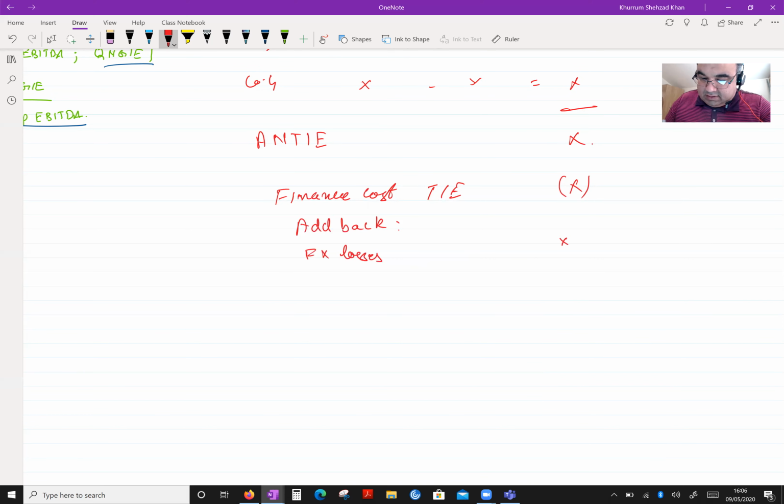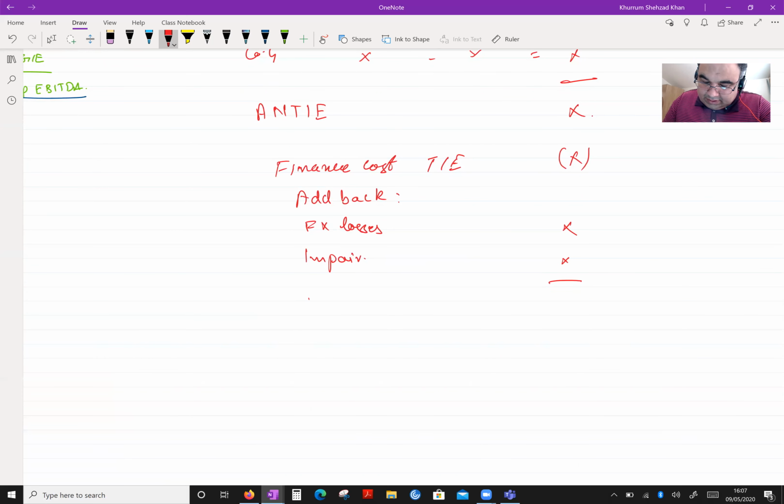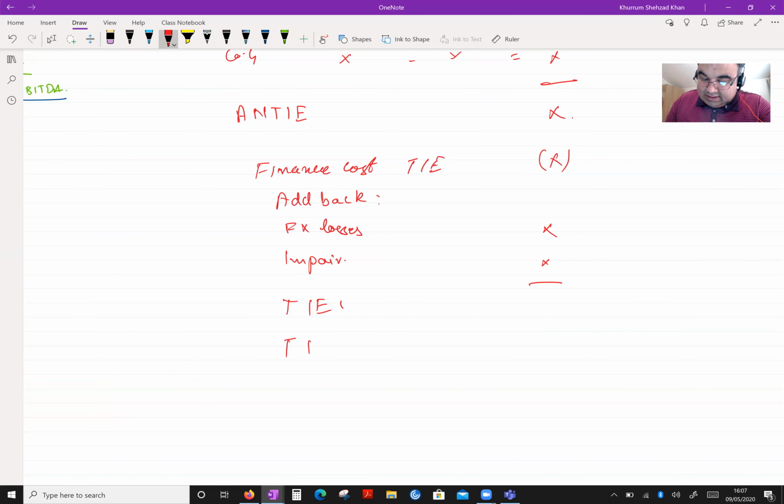So foreign exchange losses, I will put it here. Any impairment related to that interest expense, I would put it here. And then that will give me a hardcore tax interest expense. Similarly, I will calculate tax interest income. All right, and then that would give me net tax interest expense of one company. So you calculate all of the 4 companies and aggregate it. That will be your NT figure. So now you understand NT figure. Now you understand tax EBITDA.